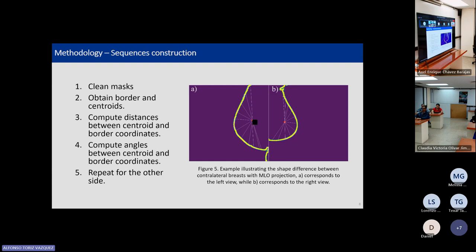The centroid is depicted by this red asterisk in this illustration, and the border is depicted in yellow. After obtaining those characteristics, we computed the angles between the centroid and the border. We know there are some issues. For example, here we have a little bit of interpectoral muscle that we don't need to take into account. So sometimes we adjust it by cutting the information, like adding a stop point to just take into account the breast information. After repeating that with the left side, we did the same for the right side. That allowed us to obtain a characteristic sequence of data from each breast.